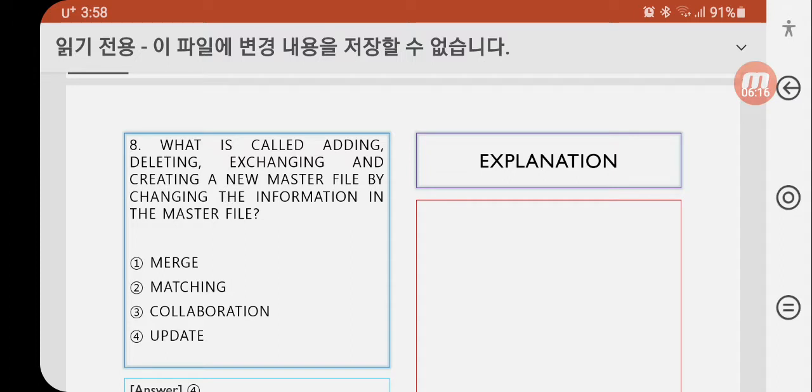What is it called when creating a master file with new content by adding, deleting, and exchanging information in the master file? Example 1, merge. Example 2, matching. Example 3, collaboration. Example 4, update. The correct answer is number 4.